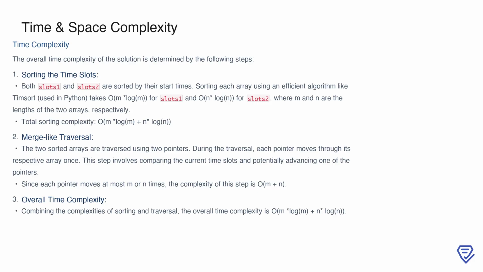After sorting, we use a two-pointer technique to traverse the arrays. This traversal involves comparing time slots and advancing one pointer at a time. Since each pointer traverses its respective array at most once, the traversal step takes O(m + n) time. Combining these two steps, the overall time complexity of the solution is O(m log m + n log n), as the sorting step dominates the traversal step for large inputs.